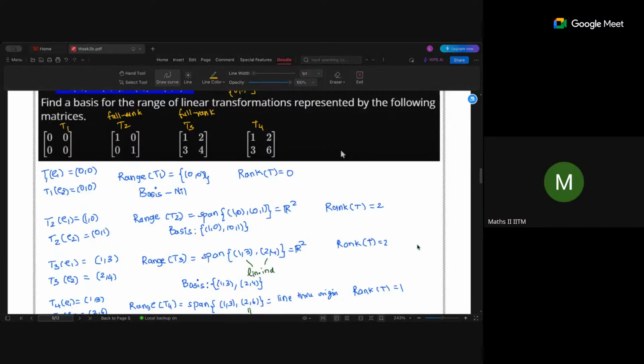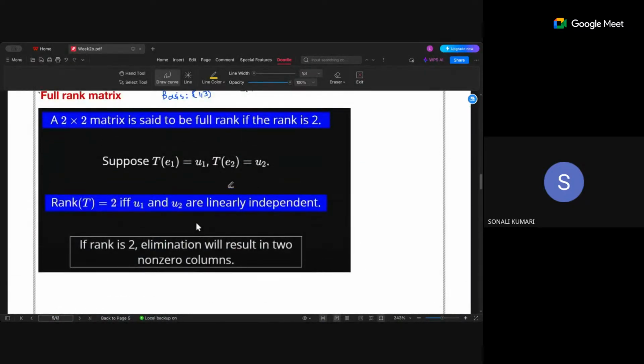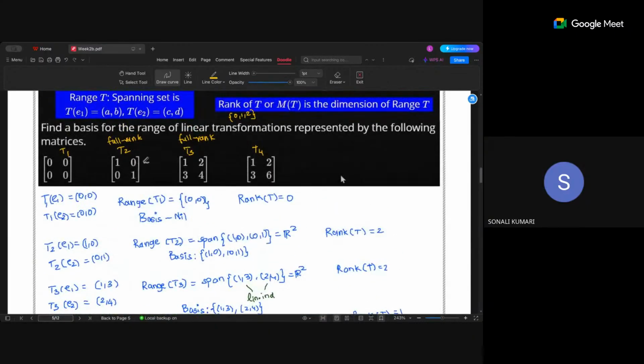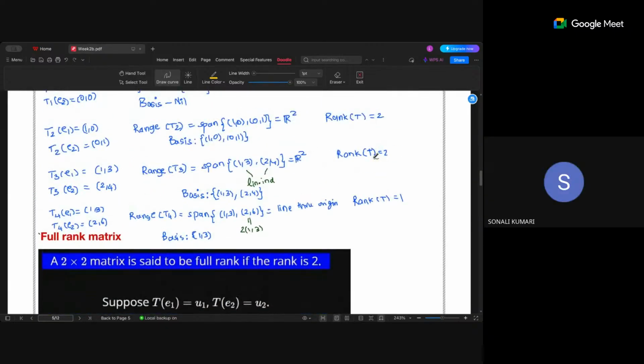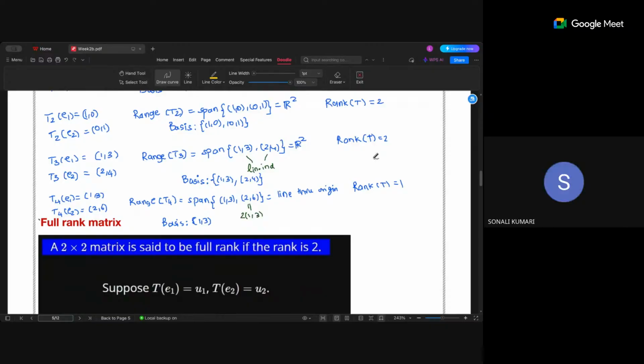Yes, Shonali. Could you please explain the rank in question number 2 and 3? This one, why they are full rank? So here the rank is 2. Is that clear? Yes, ma'am. But how is the rank 2 in both questions?